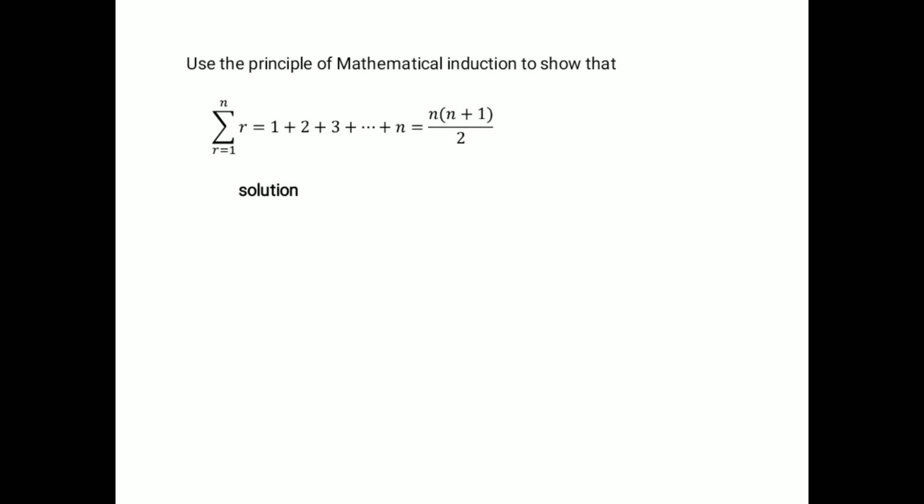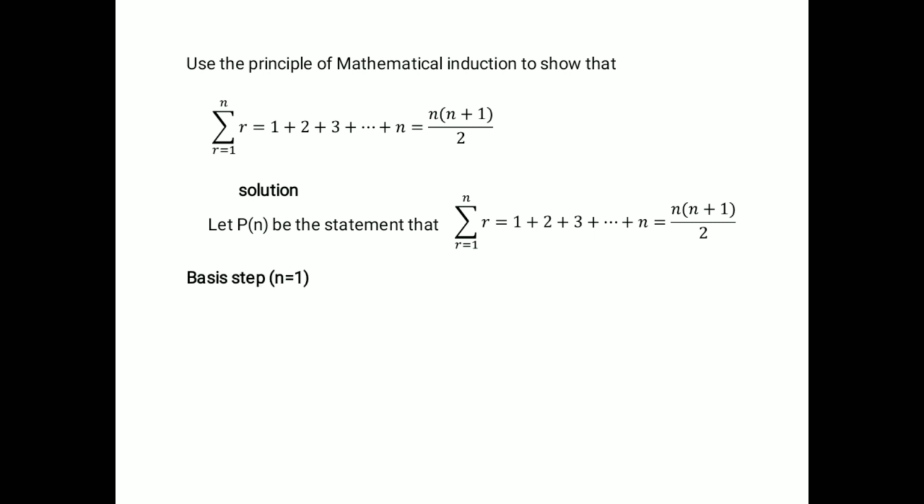We are here to use induction to show that the left-hand side is equal to the right-hand side. That means the summation of r, when you start from r equal to 1 and end at n, you're going to get n into n plus 1 all over 2. Okay, so let's see the solution to this very problem. Now, we start by saying that let Pn be the statement that the summation of r is equal to this. We make that statement, okay?